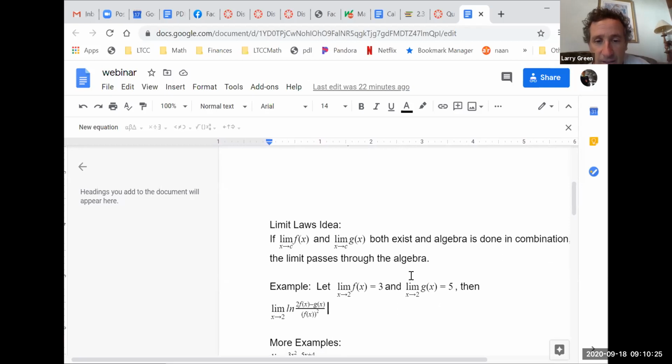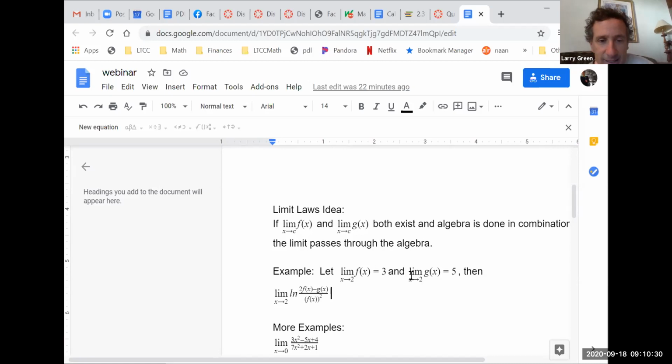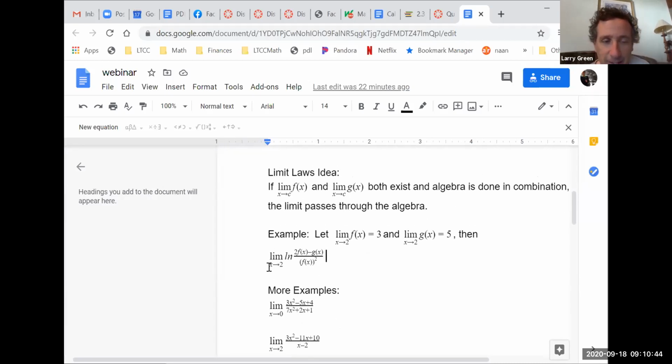So let's suppose that we know that the limit as x goes to 2 of f of x equals 3, and we know that the limit as x goes to 2 of g of x is equal to 5. Then the question I have is, what if you want to find the limit as x goes to 2 of the natural log of 2 times f of x minus g of x over f of x squared?